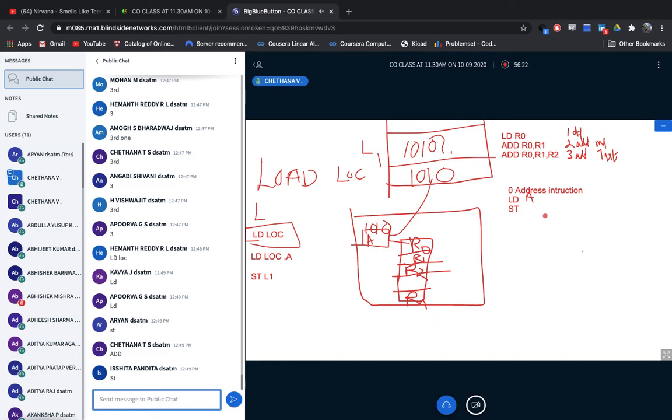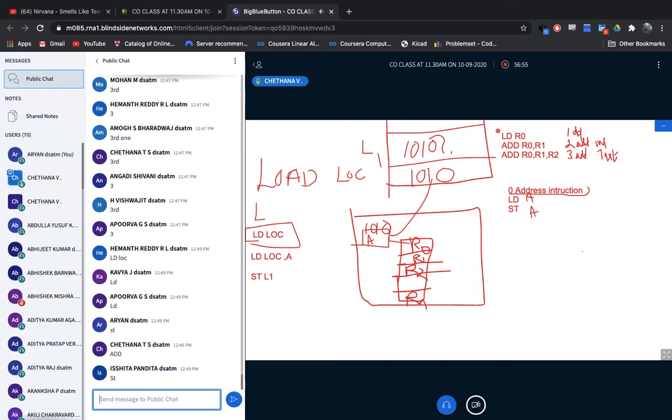Like that, suppose we have a store, right? Only ST if you write means store the data into the accumulator. By default, it is A. That is one meaning of that. If no operands or memory location has been given, by default it will take the accumulator. You can load the data from the accumulator and you can store the data into the accumulator. That is what is said to be a zero address instruction.